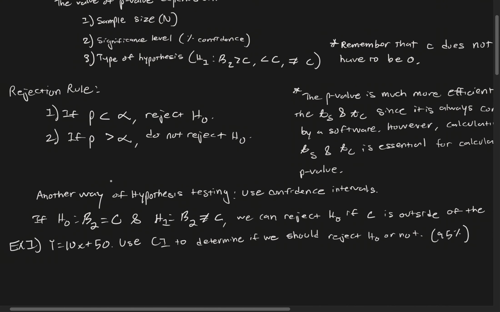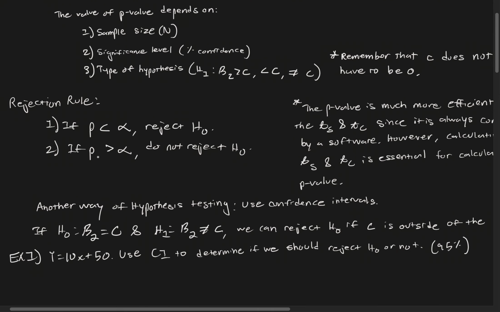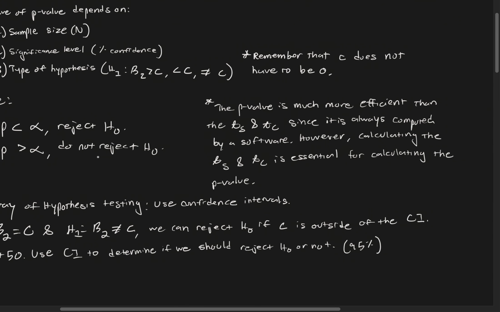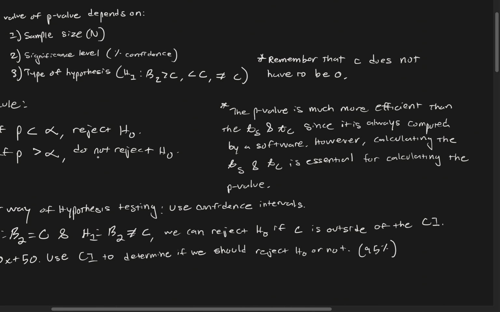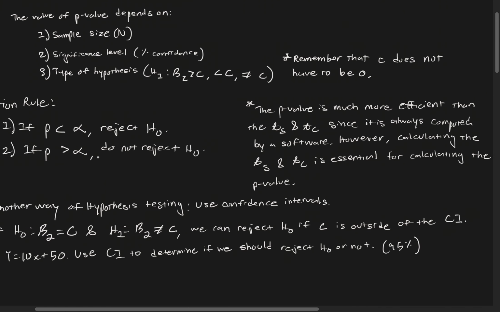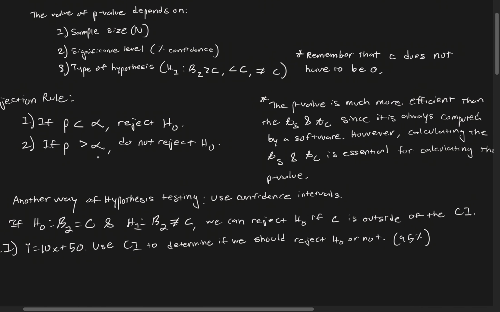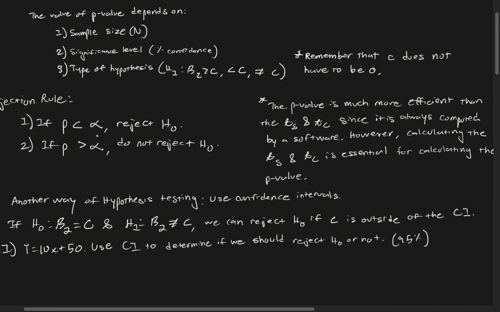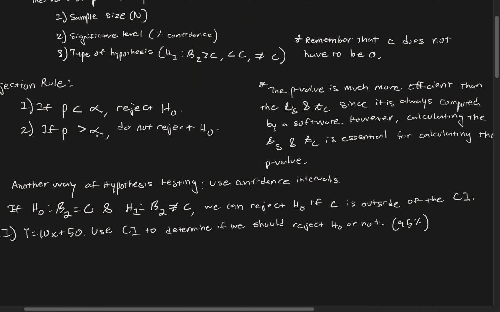All right, so the rejection rule regarding the p-value is that if it's less than alpha, we reject the null, and if it's greater than alpha, we fail to reject the null. The good thing about p-values is that they are very fast and efficient, because when we use software like Python or R, the p-value is shown very clearly. We don't have to compare the critical value and the t-statistic.